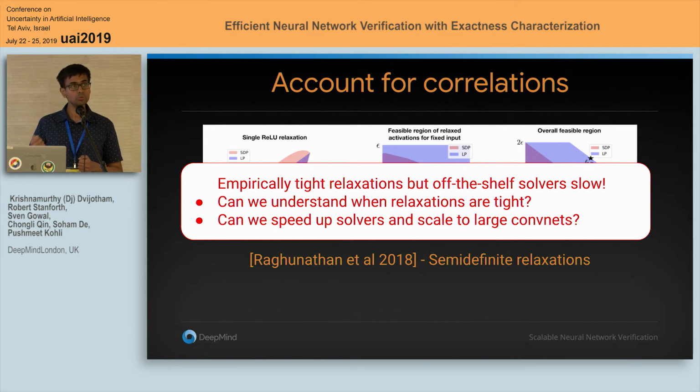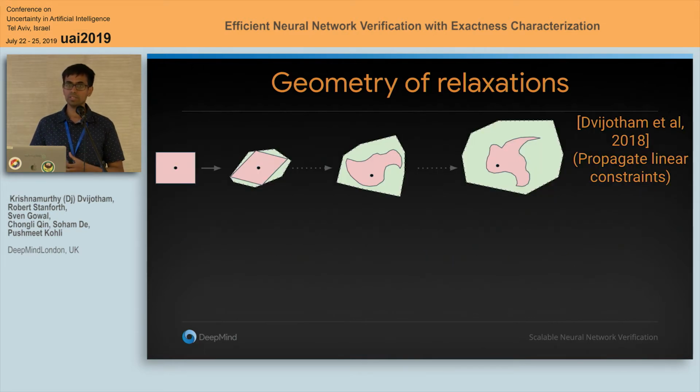And so we're interested in 2 questions. The first is, can we understand why these semi-definite programming relaxations are actually tight? And also, can we use this understanding to speed up solvers and scale these relaxations to much larger convolutional neural networks? Right? So these are the main contributions of our paper.